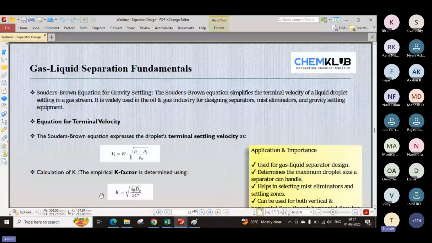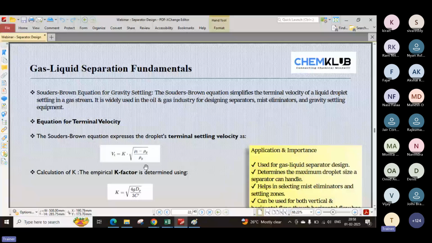Here again we are estimating the Vt, that is the terminal settling velocity, based on the difference in the densities, that is the density of liquid minus the density of gas, divided by the density of gas as well, and this will give you the Vt directly. This is irrespective of the Reynolds number we generally use. I have seen many companies which use this Souders-Brown equation directly, or some companies go for the GPSA method as well. Both equations will give you more or less the same results.